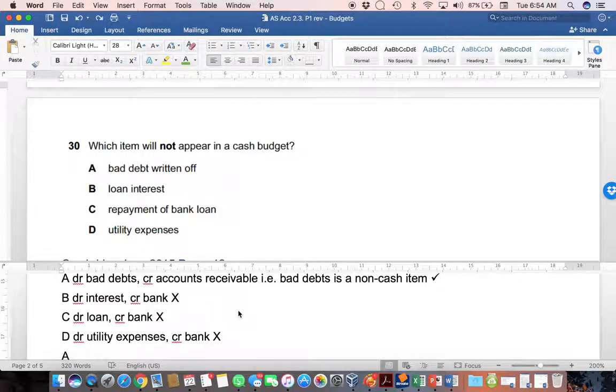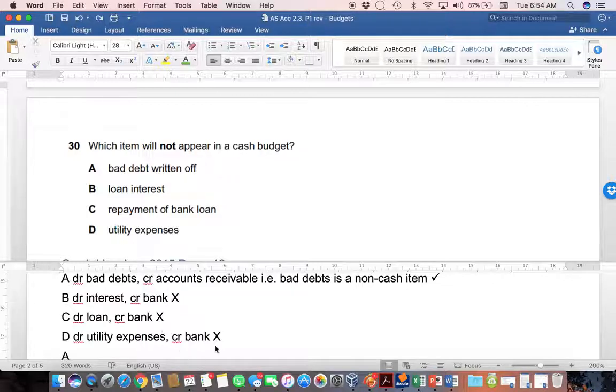However, if you look at all of the others, you'll see that bank is involved. If you're paying loan interest, you would debit the interest and credit bank. So bank is going to be affected. You would have to take that into account in a cash budget. If you're planning to repay the bank loan, again, you would have to factor in that you would expect that your bank amount would decrease and you would credit the bank account.